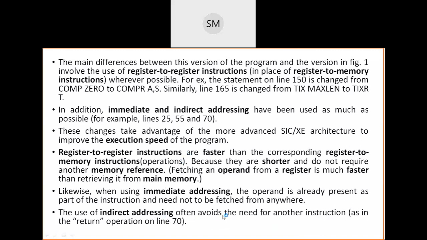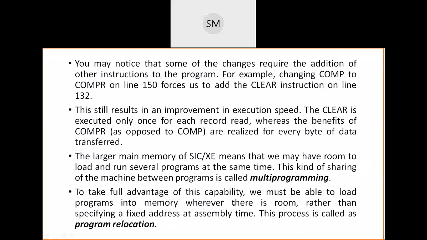Okay, so these are some facilities we have in SICXC. You may also notice some of these changes requiring addition of other instructions to the program. For example, changing COMP to COMPR on line number 150 is forcing us to add the CLEAR instruction on line number 132.